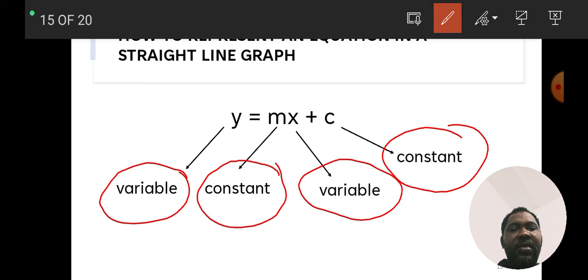So I say it this way: you must arrange your equation such that it looks like variable equal to constant times variable plus constant. Your y is a variable which stands on its own. mx is a constant times a variable, that is, a constant and a variable together, then c is just a constant. Now you may not understand this now, but as we look at certain questions, our understanding will be better.